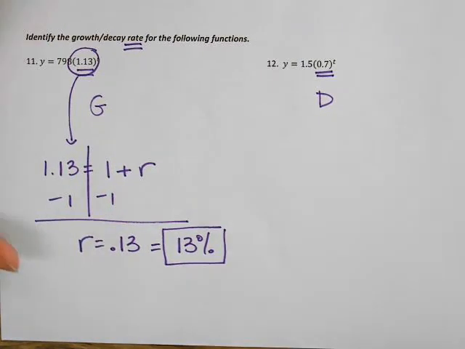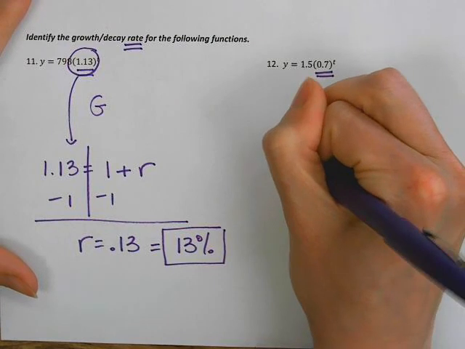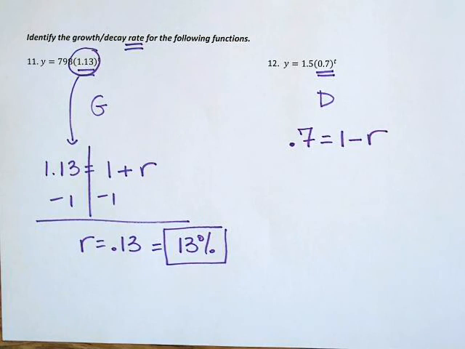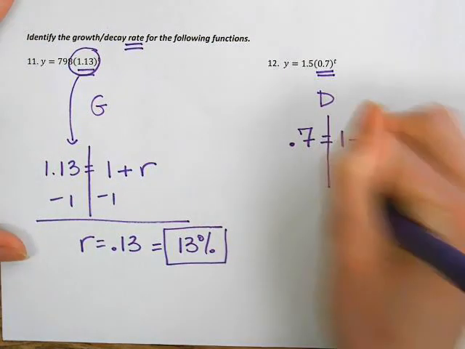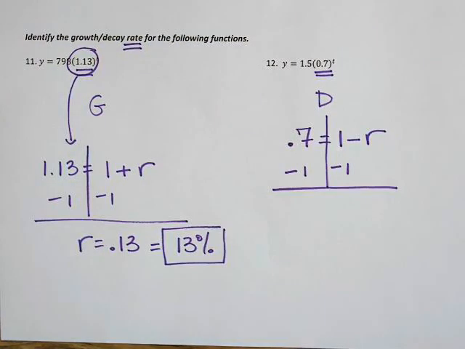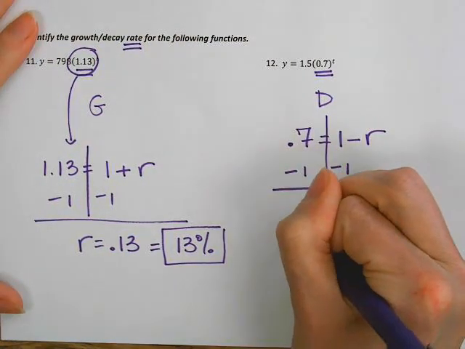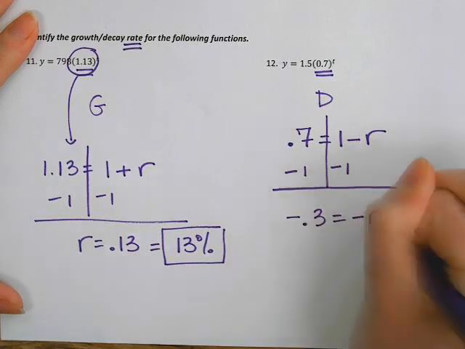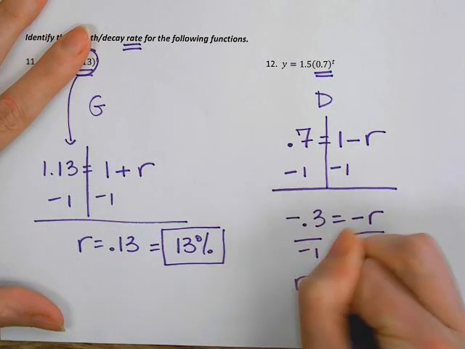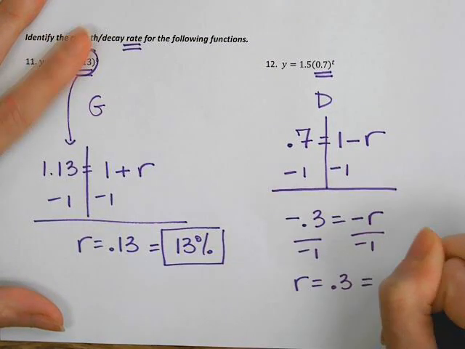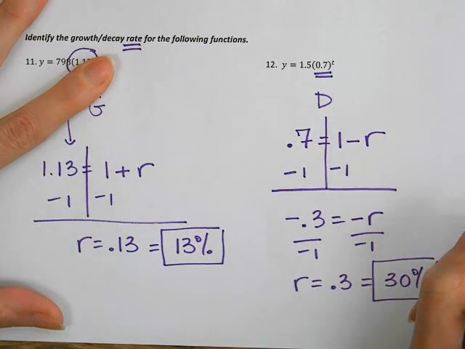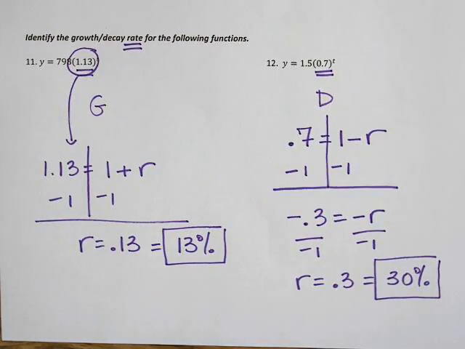Now 12 is a little bit harder. Since it's a decay, the 0.7 is 1 minus r. So if you were to subtract 1 from both sides, you would get -0.3 equals -r. And then you would divide by -1 on both sides. So r would be 0.3 or 30%. Okay, so that's if they ask you to find r.